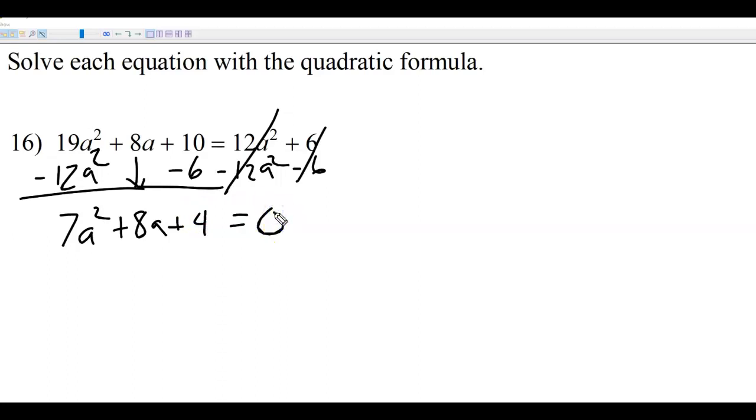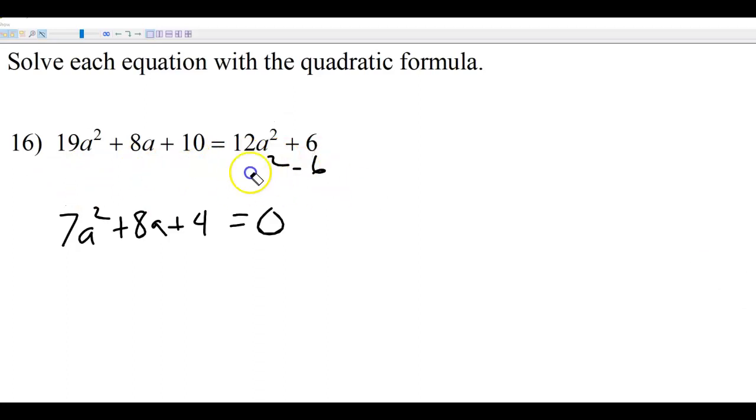So if you ever have one where it doesn't equal 0, just move everything over to one side and combine your like terms and make sure you put it in descending order, highest power to lowest power. And then from there, you can just go ahead and do the quadratic formula. After this, nothing much interesting is going to happen. That was the main thing I wanted to show you for this problem.